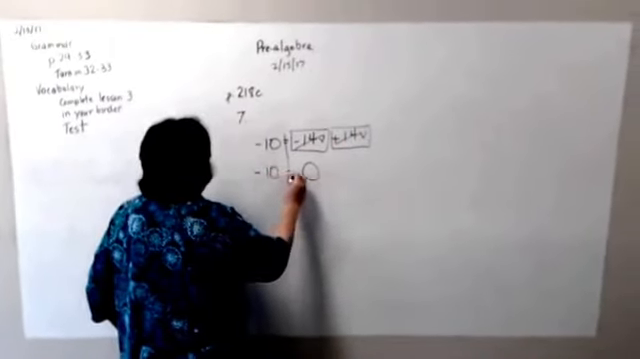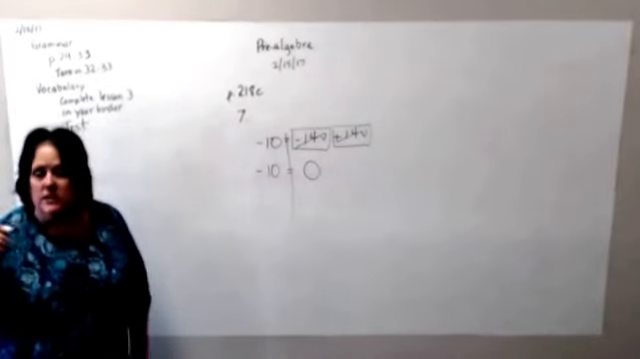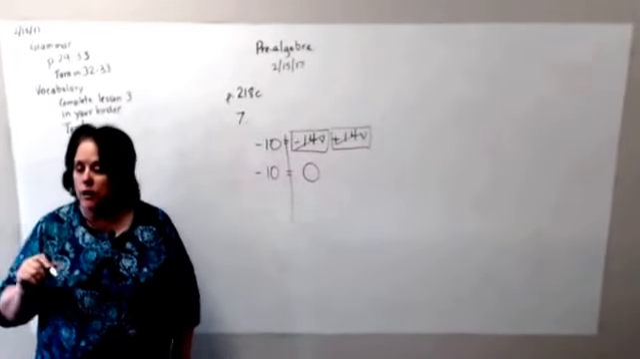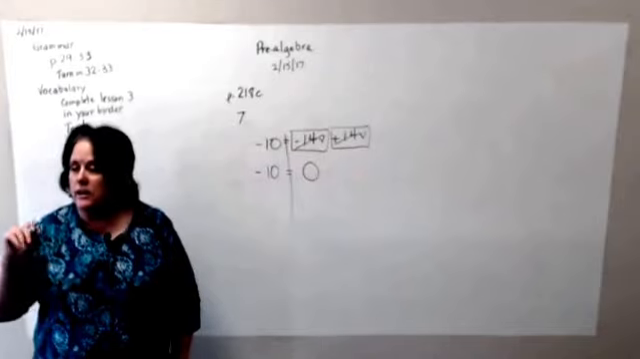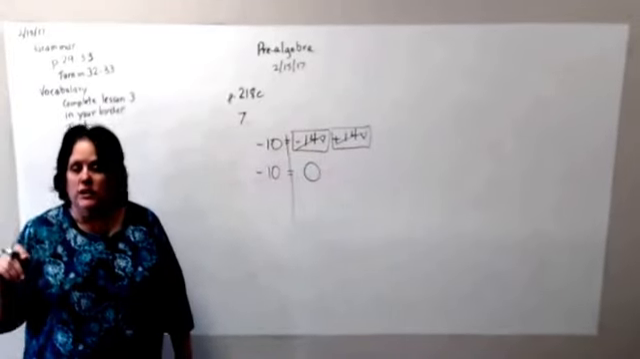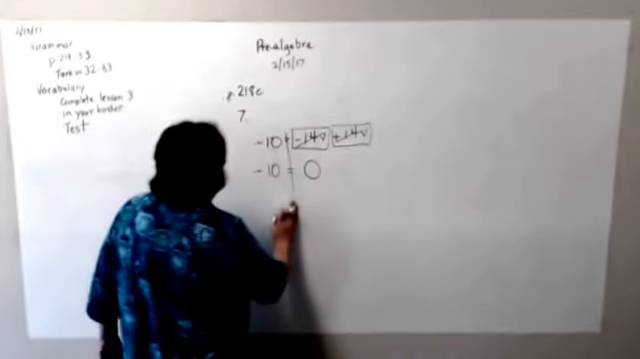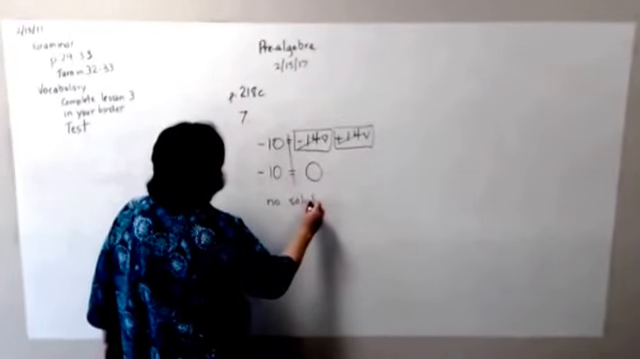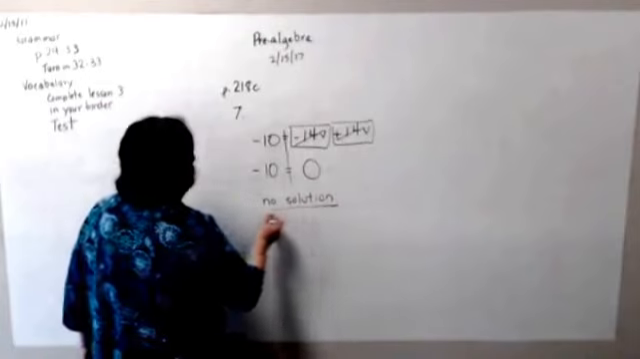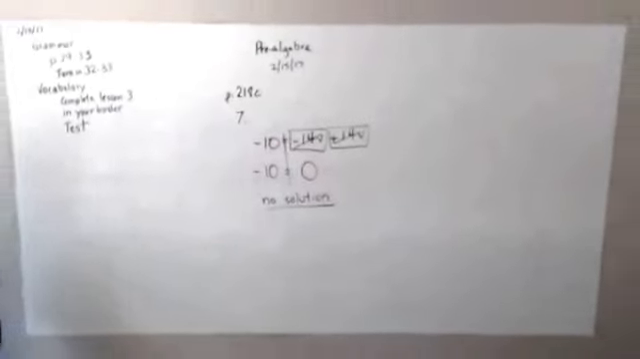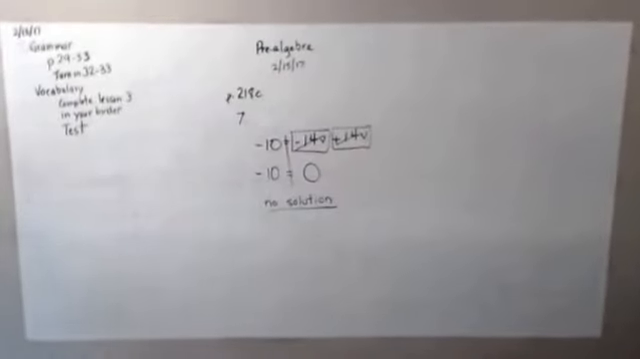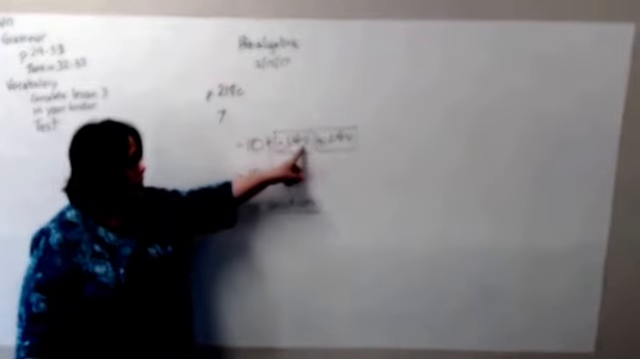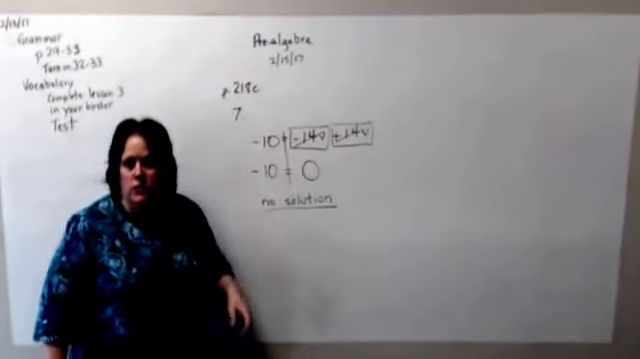And here we have negative 10. Does negative 10 ever equal 0? Is there any situation in the world where negative 10 equals 0? No. So the answer to this problem is no solution. There is no number that I can replace v with that will make this equation true.